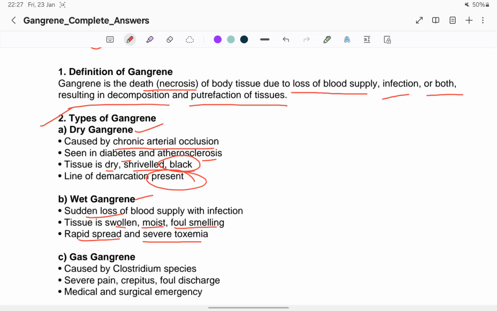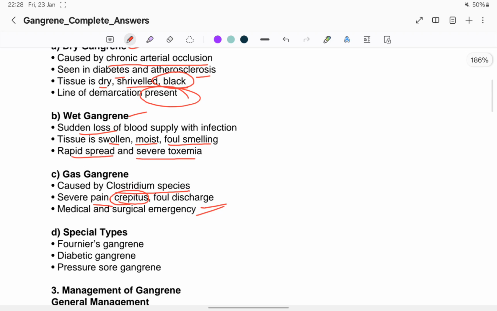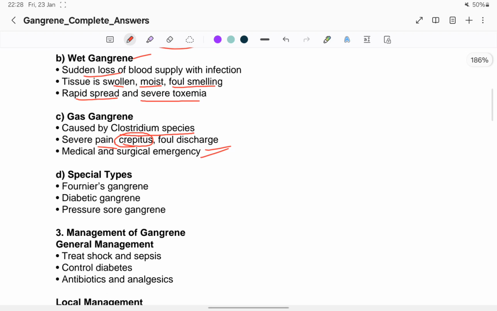So, gas gangrene is caused by Clostridium species bacteria. Severe pain, crepitus. Crepitus is gas under the skin. Foul discharge, medical and surgical emergency in gas gangrene. Special types of gangrene: Fournier's gangrene, diabetic gangrene, pressure sore gangrene.